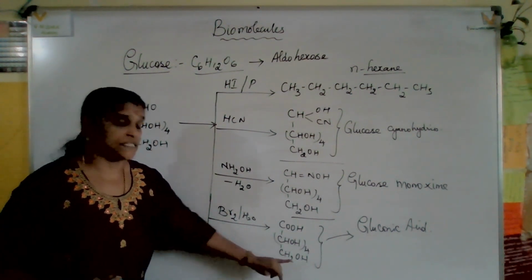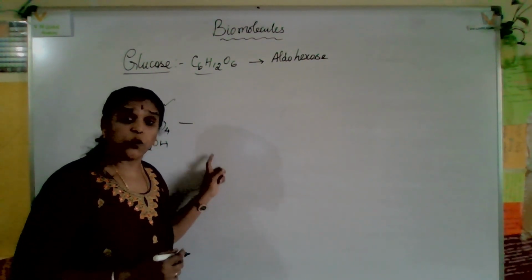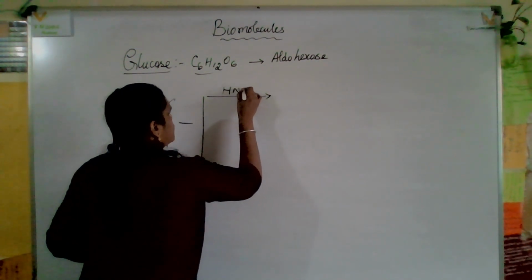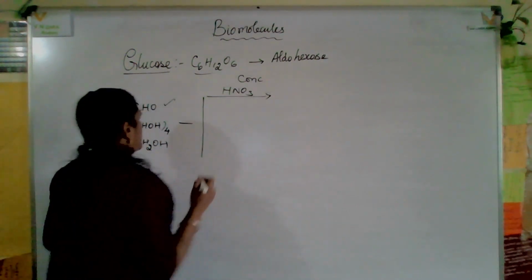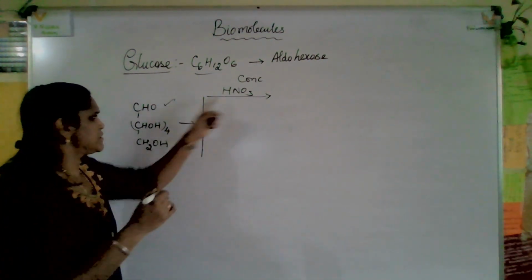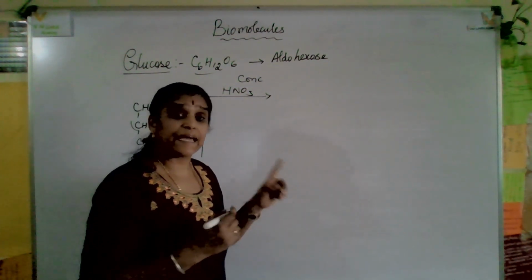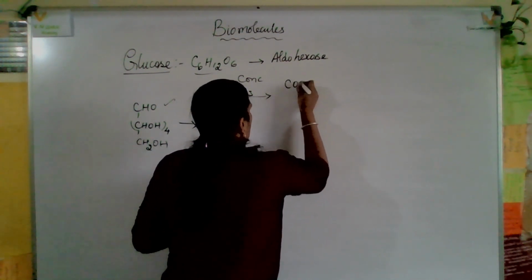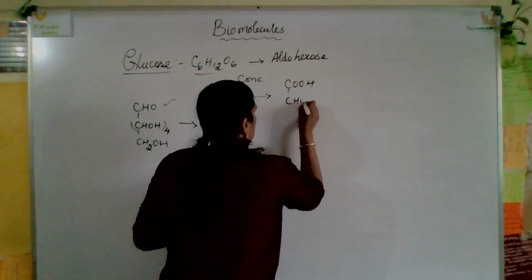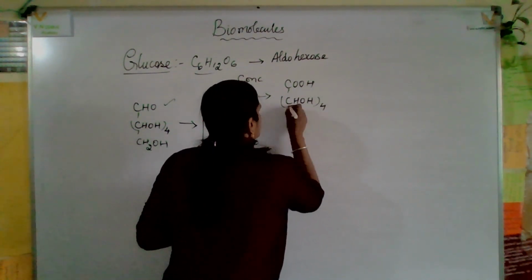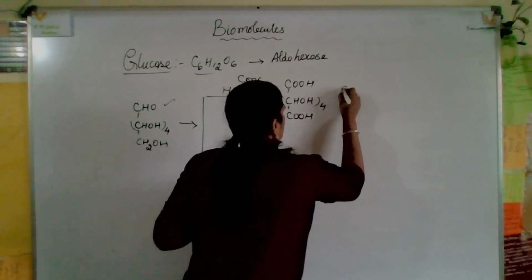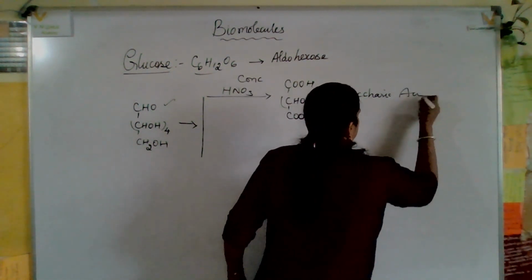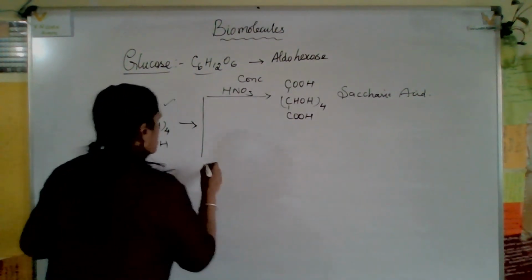Now the next reaction: glucose reacts with concentrated nitric acid, HNO3. Glucose reacts with concentrated nitric acid and you will get saccharic acid. So what is it? COOH, CHOH 4 times, COOH. This is saccharic acid.